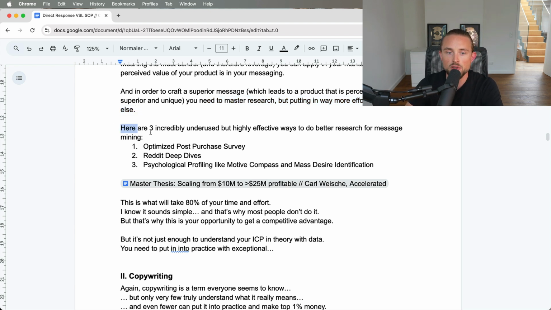So here are 3 incredibly underused but highly effective ways to do better research for message mining. One is a really optimized post-purchase survey, right? So meaning talking to your existing customers. I like to send out emails to the existing customer base. I like to get on the phone with the existing customers, really do post-purchase surveys and all of that. I like to do deep dives into Reddit. And I like to use something I like to call psychological profiling with tools like the motive compass and mass desire identification.